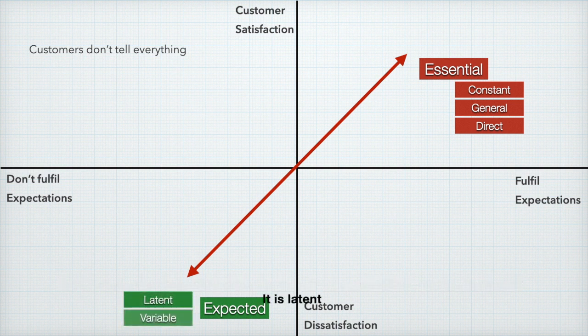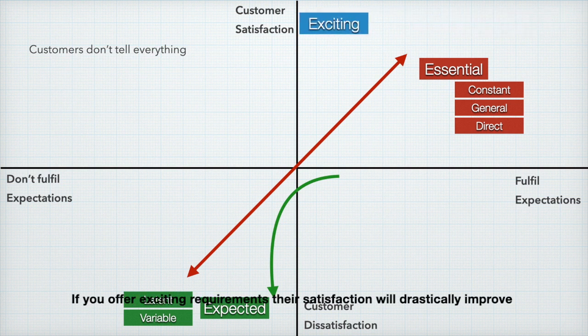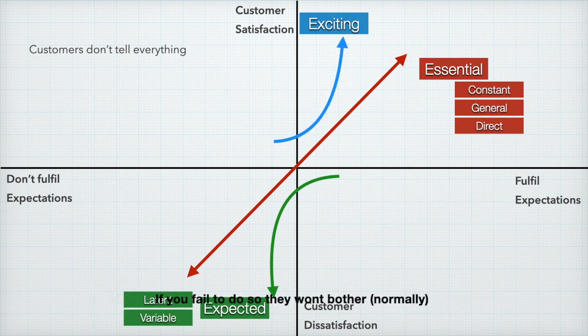If you implement the expected requirements, the satisfaction will stay normal or flat. It's latent. However, the satisfaction will exponentially decrease if you fail to implement the expected requirements. If you offer exciting requirements, the satisfaction will exponentially improve. If you fail to do so, they won't bother.